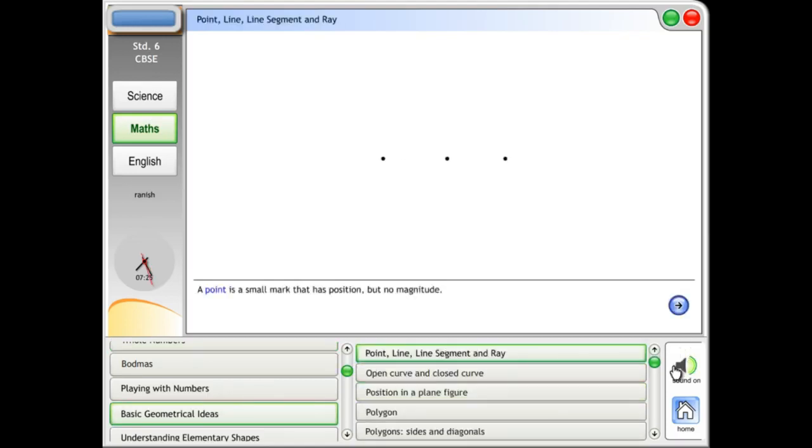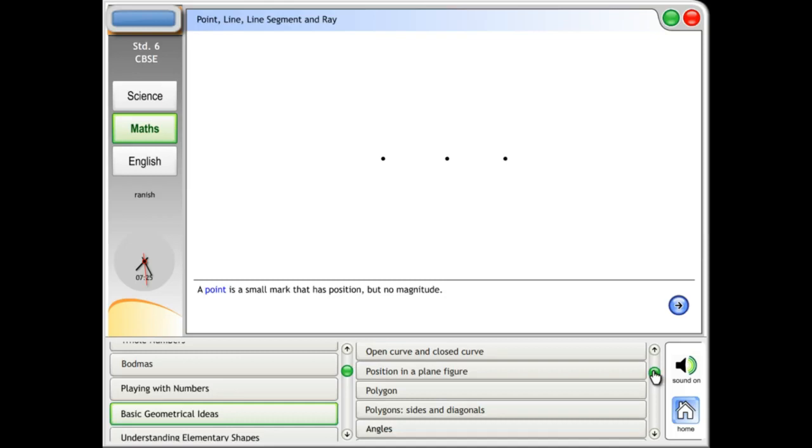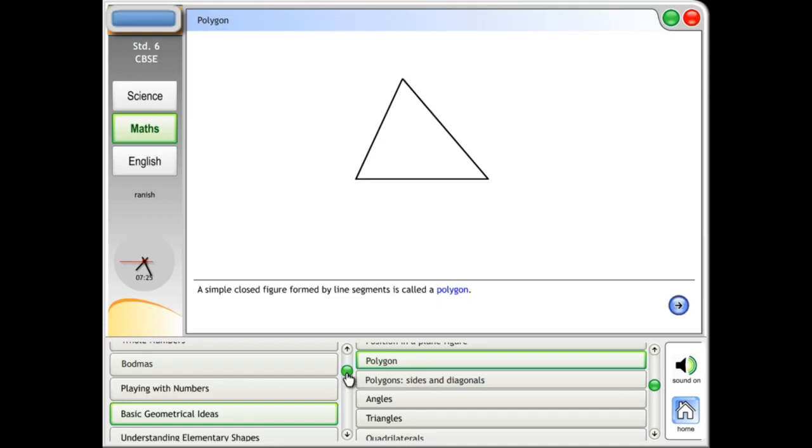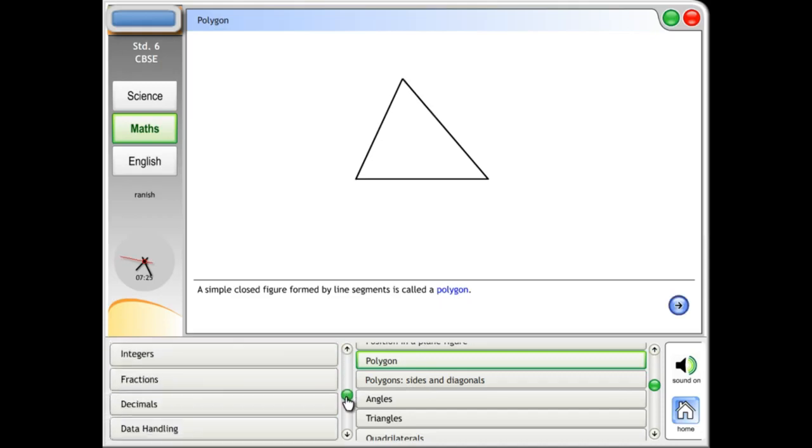Point, line, line segment and ray. A point is a small mark that has position, but no magnitude. It is represented by a small dot and denoted by a capital letter like point A. A line is a straight path. Polygons. A simple closed figure, formed by line segments, is called a polygon.